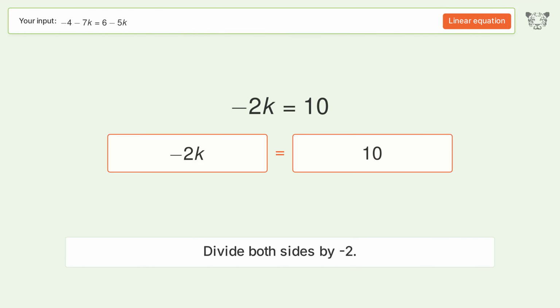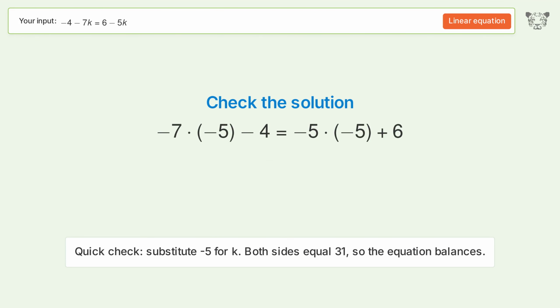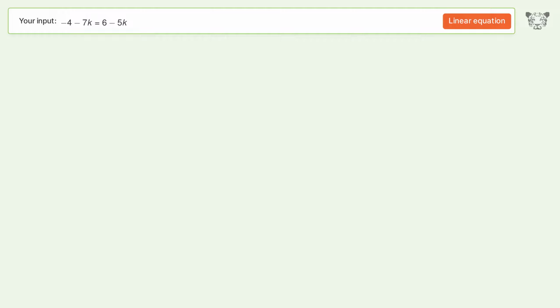The variable coefficient is -2. Divide both sides by -2 to leave the variable alone. Quick check. Substitute -5 for k. Both sides equal 31, so the equation balances. So, k equals -5.